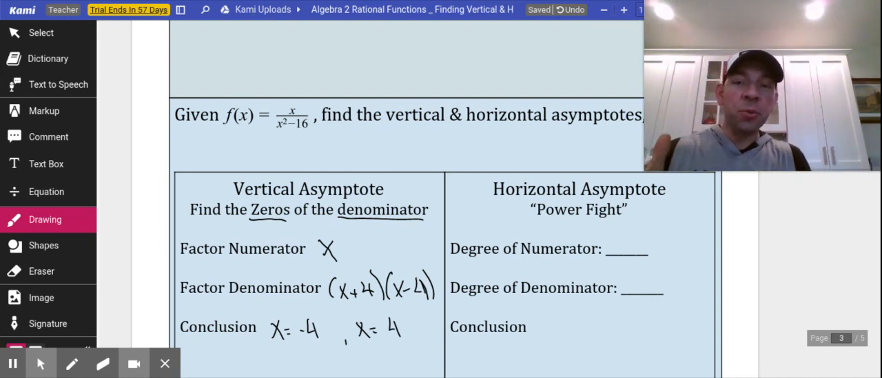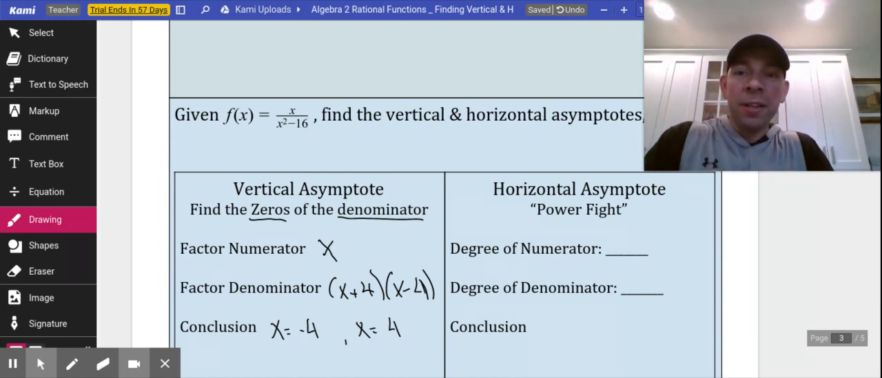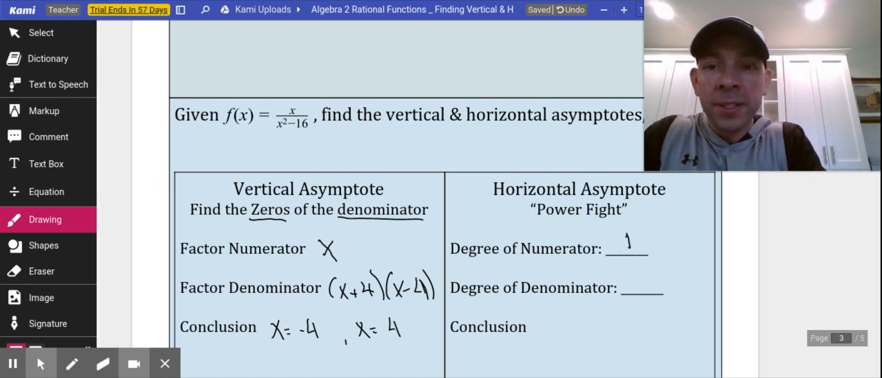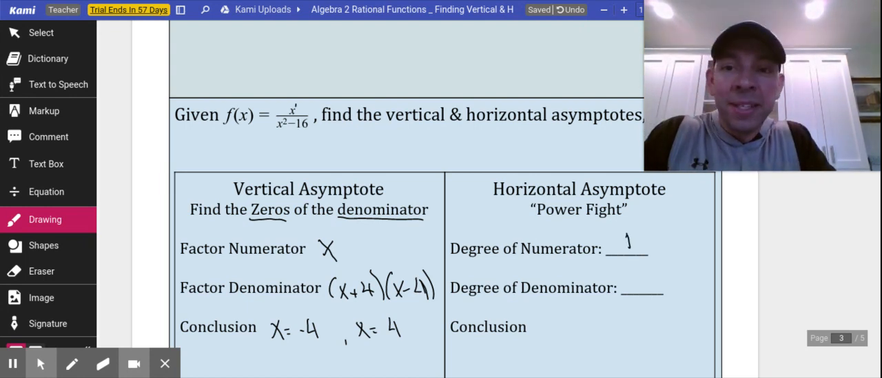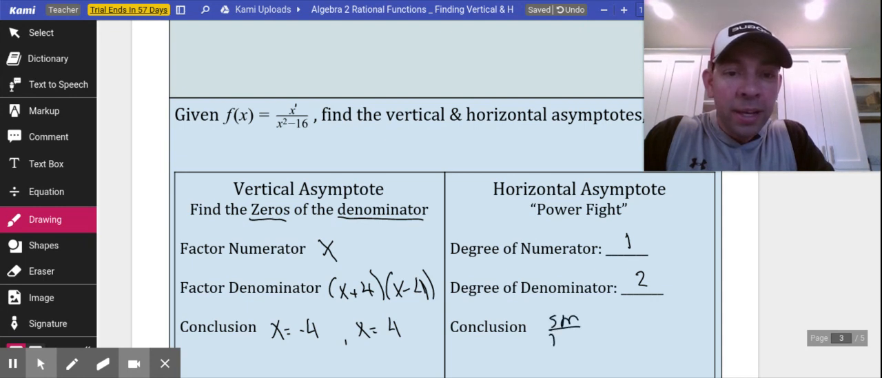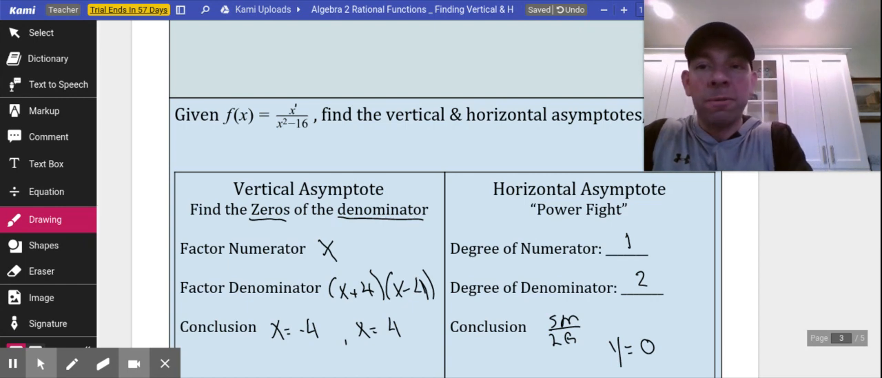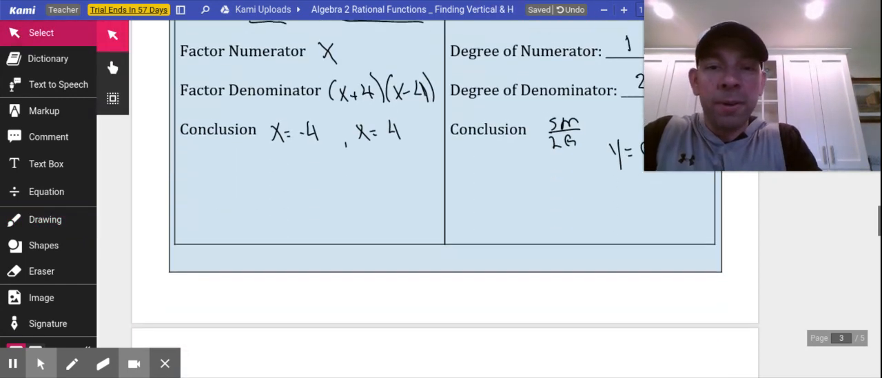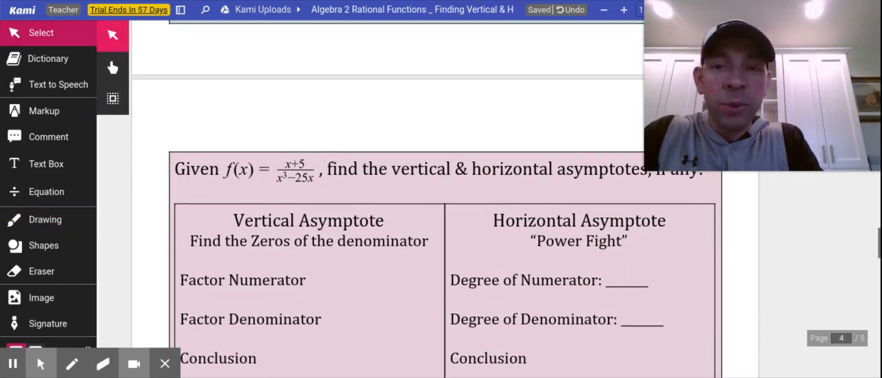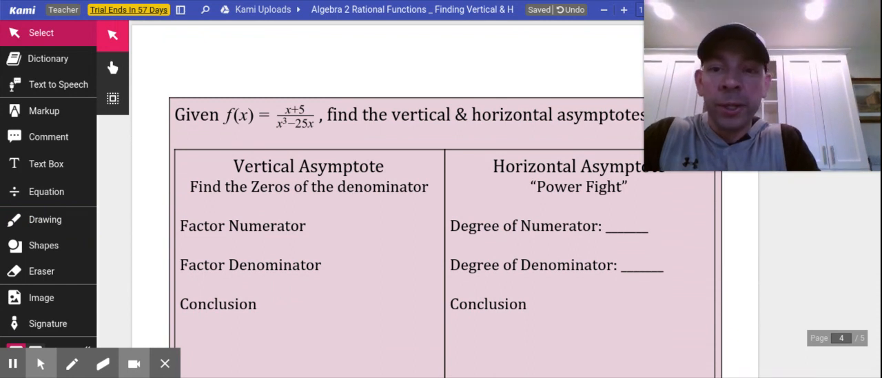Now switching gears. When we switch from vertical to horizontal, our brains really have to switch gears. I'm not looking for the zeros of the denominator anymore. I'm focusing on what we call a power fight. The degree of the numerator is 1 because of the exponent. The degree of the denominator is 2. This is small over large. And so there's an asymptote at y equals 0. Beautiful. See, how much fun are these? This doesn't require too much work. Does require some thinking, but not too much work.